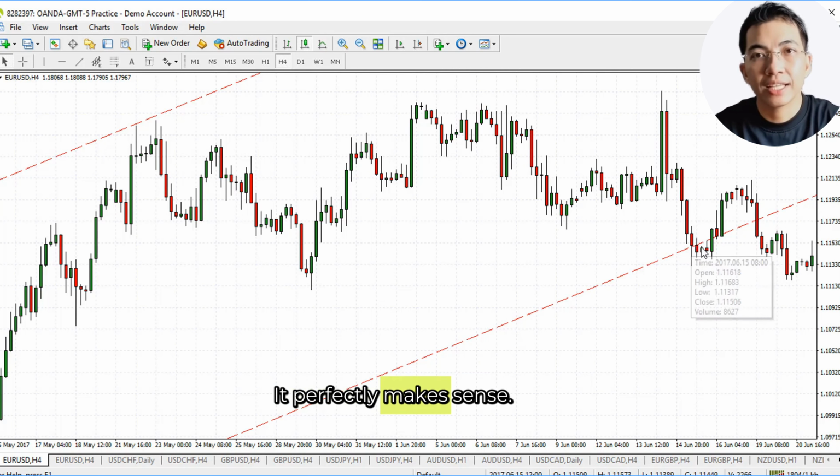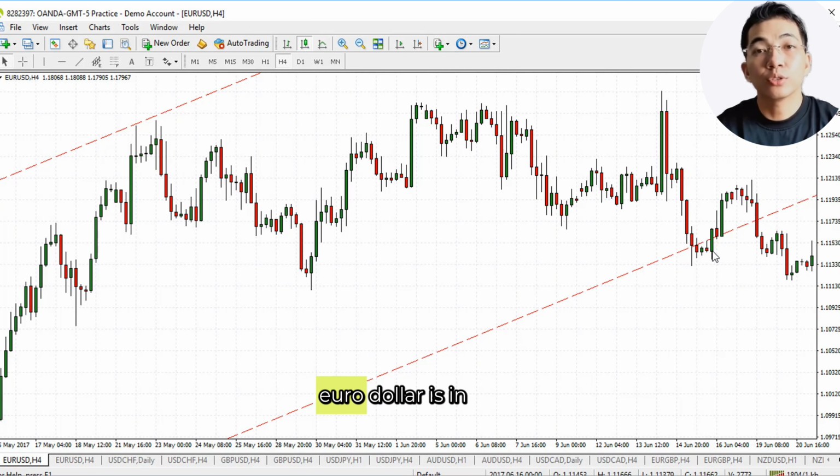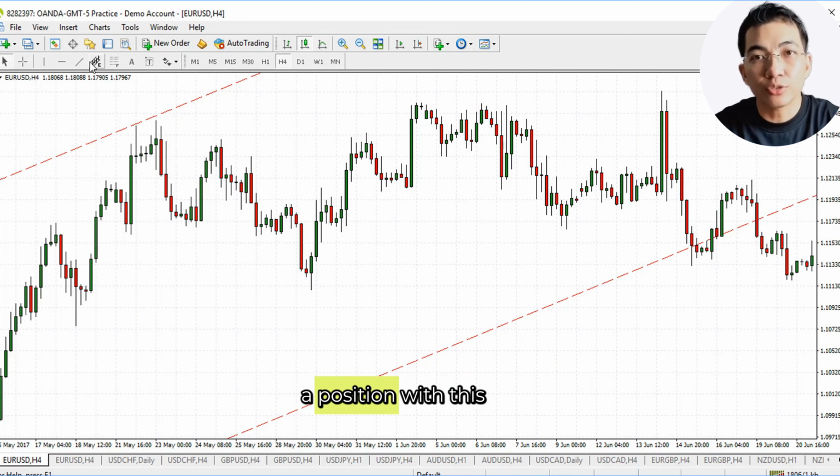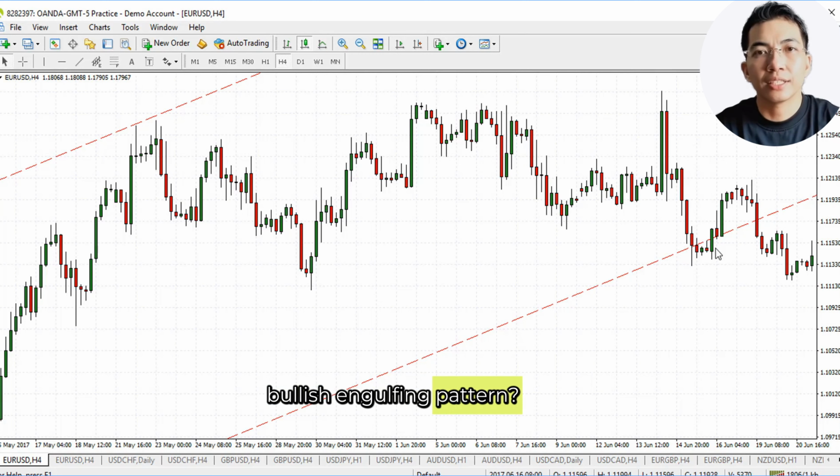It perfectly makes sense. I studied the market to find out that euro dollar is in an uptrend, so I was waiting for a good opportunity to buy at the bottom of the channel. Then a bullish engulfing pattern shows up and is telling me that buyers are strong again and they push the price higher. So how to consider a position with this bullish engulfing pattern?